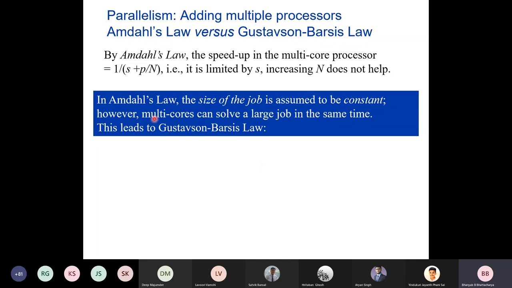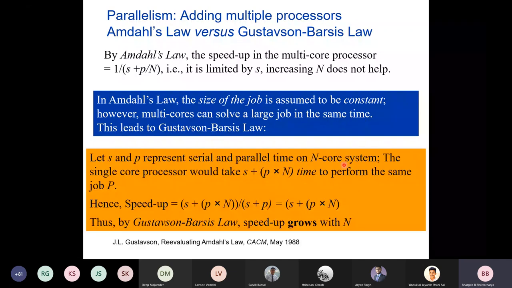However, it is clear that if I have a multi-core system, it can solve a larger job size in the same time. That factor has not been considered in Amdahl's law. Therefore, this leads to what is called the Gustafson-Barsis law. In Gustafson-Barsis law, we look into this problem from a slightly different perspective.